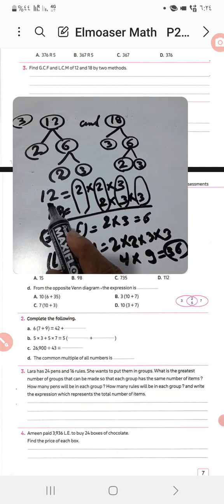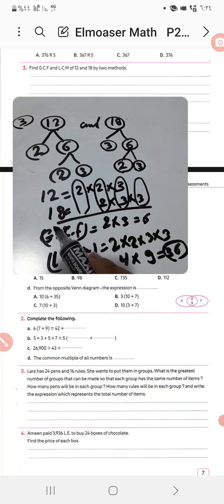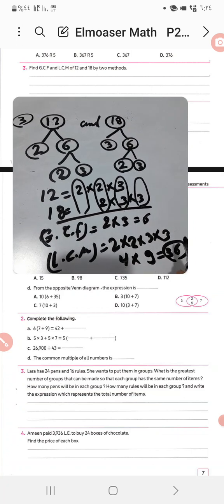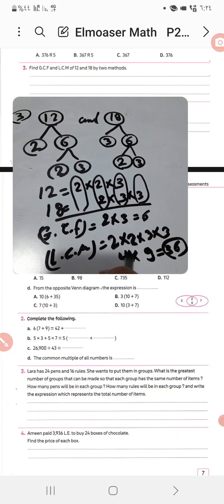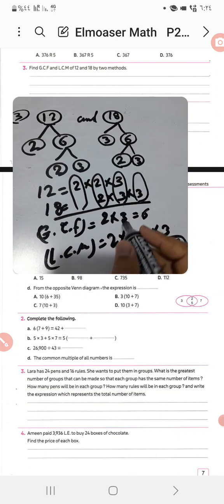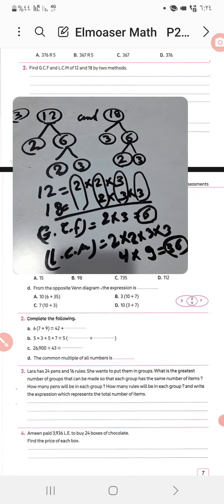12 times 3 equals 36, and 18 times 2 equals 36. Then 36 will be what? The least common multiple of the two numbers. And the greatest common factor between them will be 6.